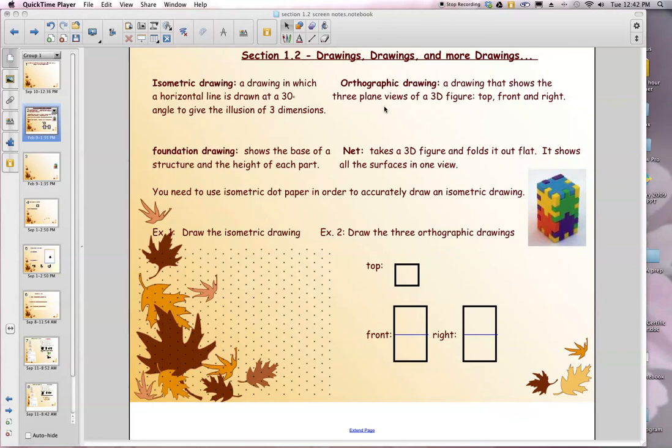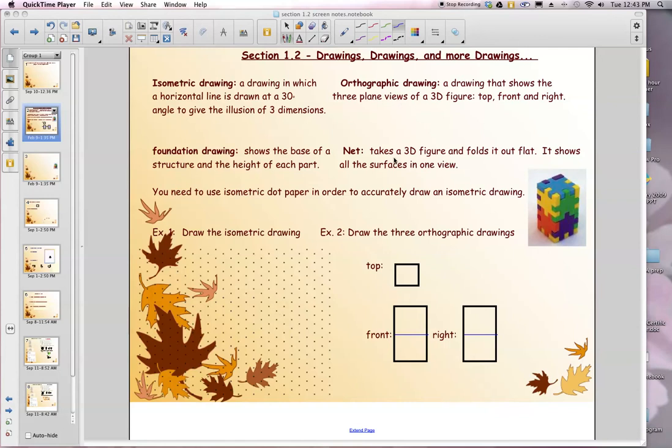Each kind of drawing has its own pros and cons and has its own specific features. For example, an isometric drawing is drawn on isometric dot paper, which looks like this. What you will notice is that it's not like regular dot paper where the dots line up. Notice that from row to row, you can't draw horizontal. You would go up and back. That's at a 30-degree angle. It gives the illusion of drawing 3 dimensions on a paper that's obviously only 2-dimensional.